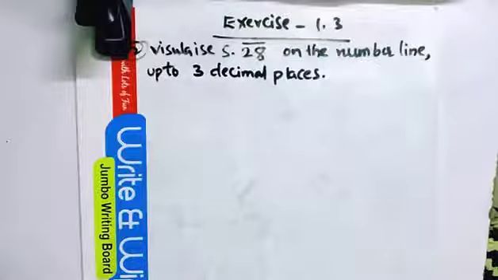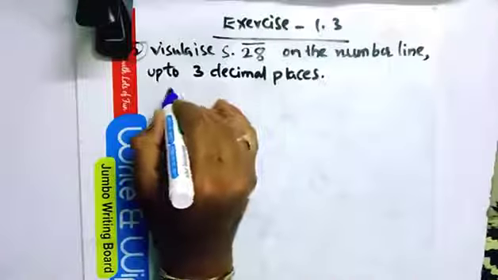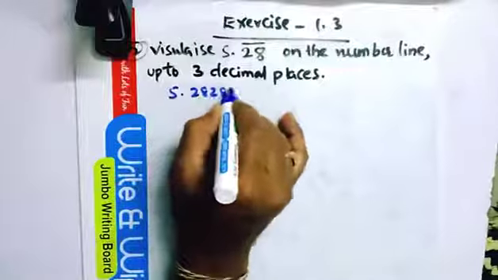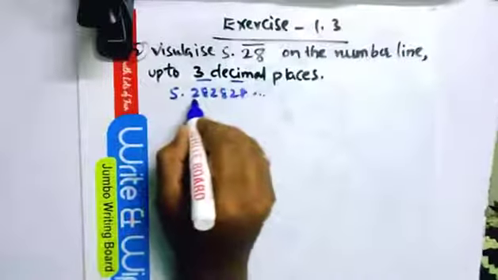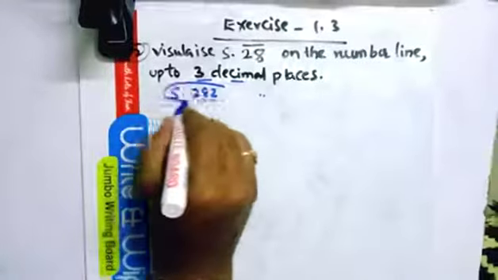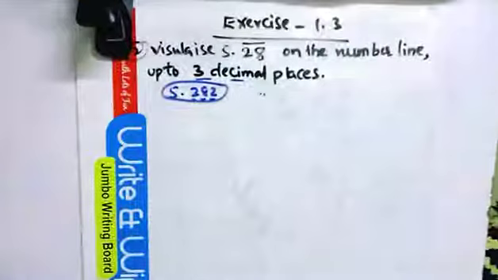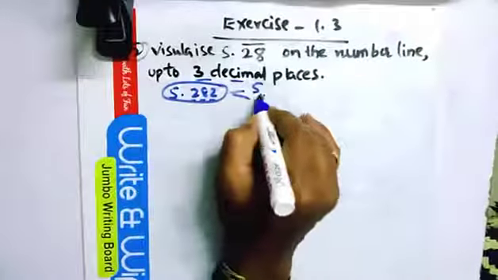Visualize 5.28 bar on the number line up to 3 decimal places. Here the given number is 5.282828 and so on, they gave a bar, but we need to write up to 3 decimal places, so we require 1, 2, 3. So we need to represent 5.282 on the number line. This 5.2 comes between 5 and 6.